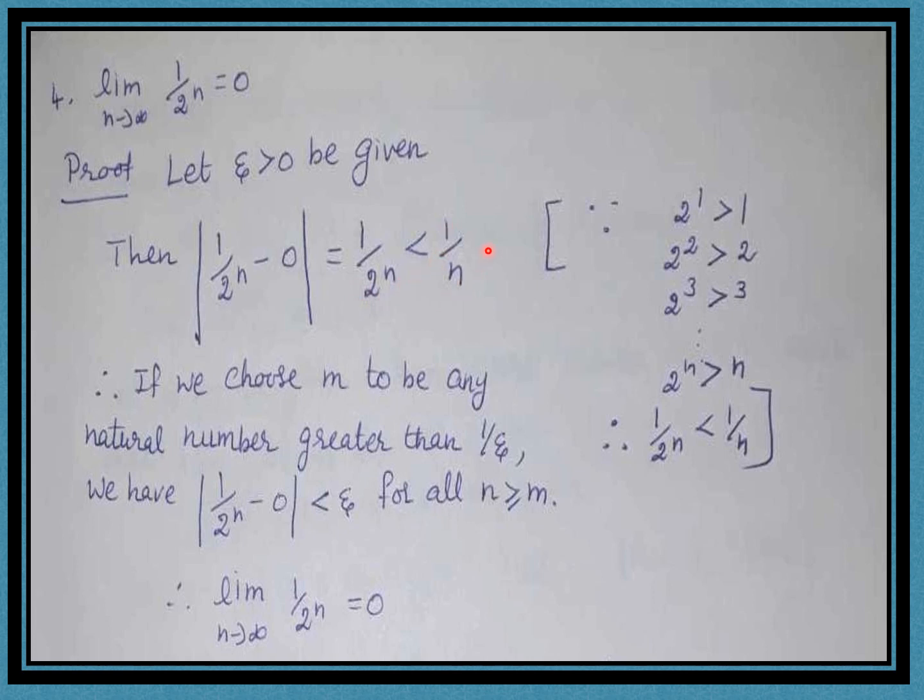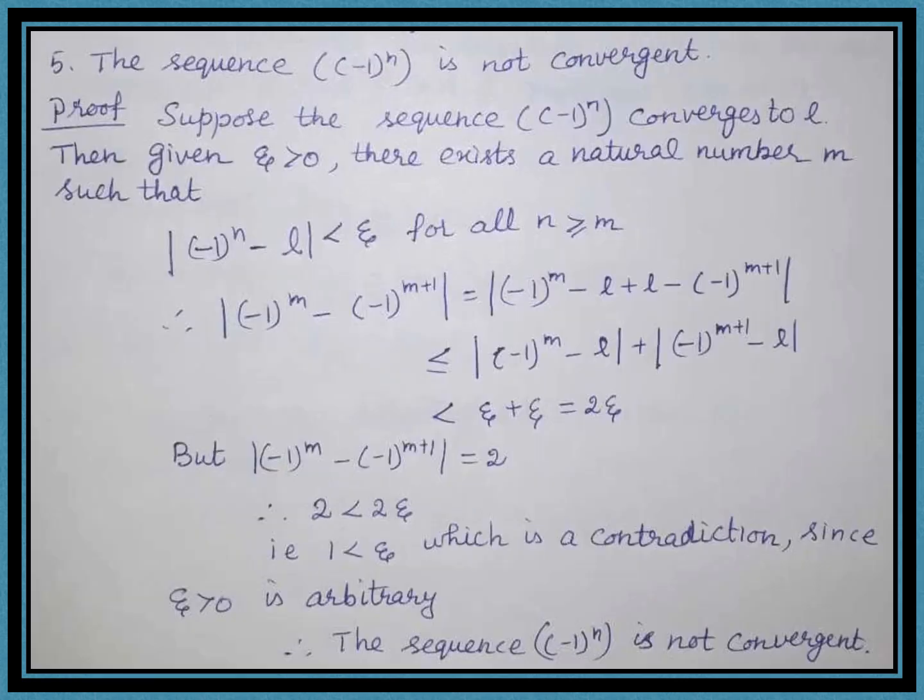This should be less than epsilon. 1 by n is less than epsilon if n is greater than 1 by epsilon. Therefore, if we choose m to be a natural number greater than 1 by epsilon, we get the absolute value of 1 by 2 power n minus 0 less than epsilon for all n greater than or equal to m. Therefore, limit n tends to infinity of 1 by 2 power n equals 0.